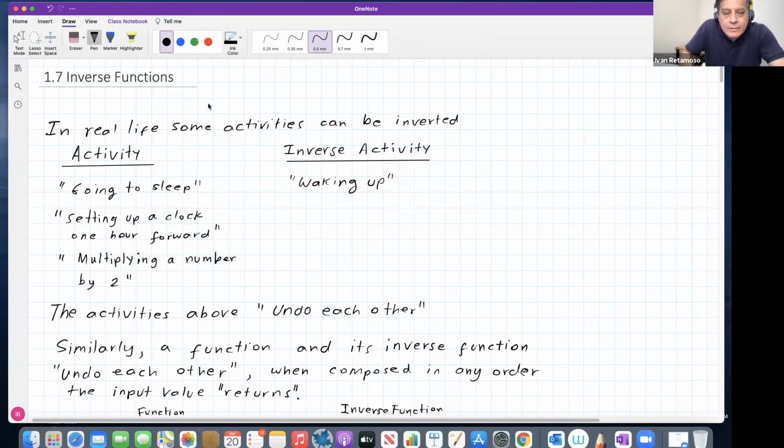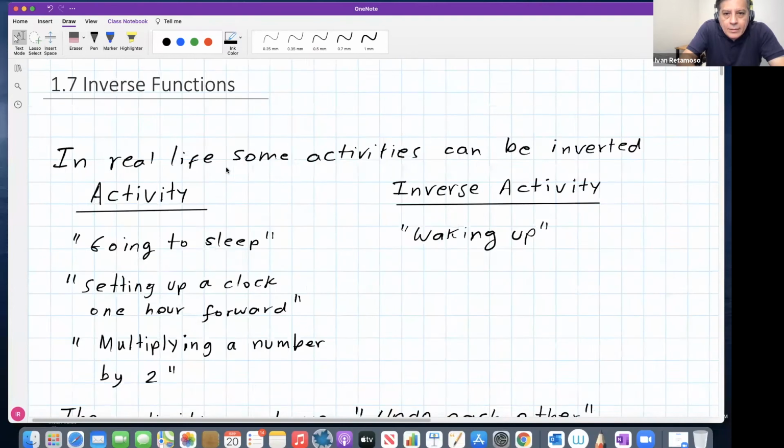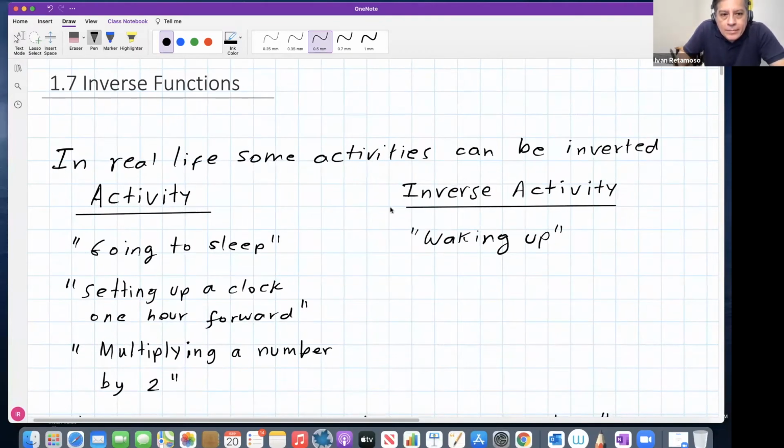1.7 inverse functions is what we have to talk about today. As an introduction, in real life, some activities can be inverted. For example, think about going to sleep and think about waking up. These two activities sort of undo each other. And if done one after the other, they kind of put you in this endless cycle, right? So that's the idea. The inverse activity will undo the given activity.